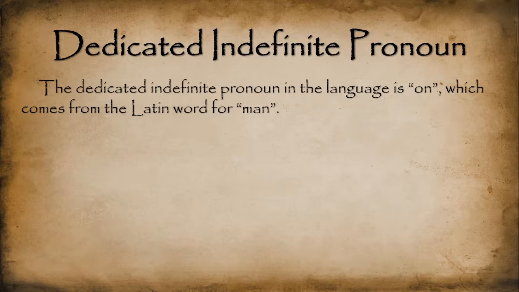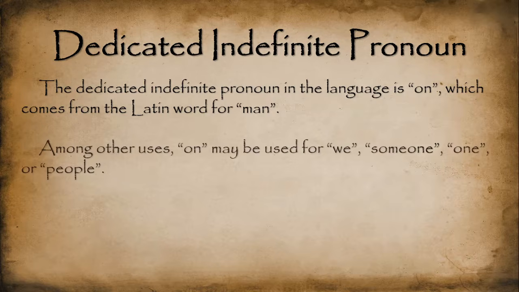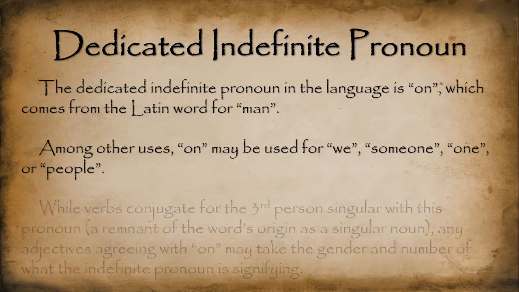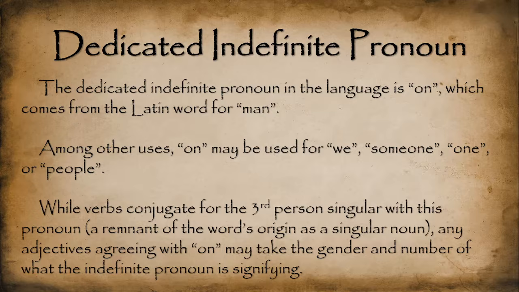The dedicated indefinite pronoun in the language is on, which comes from the Latin word for man. Among other uses, on may be used for we, someone, one, or people. While verbs conjugate for the third person singular with this pronoun, a remnant of the word's origin as a singular noun, any adjectives agreeing with on may take the gender and number of what the indefinite pronoun is signifying.